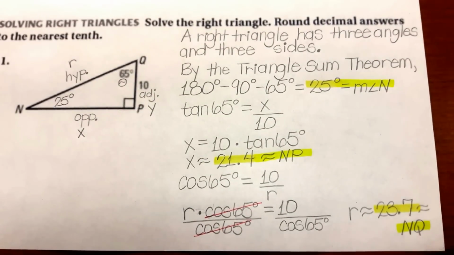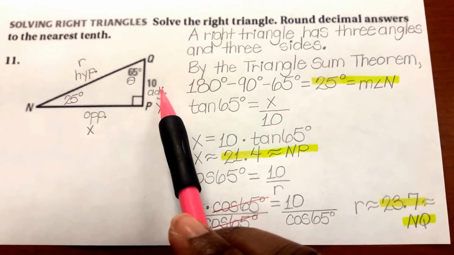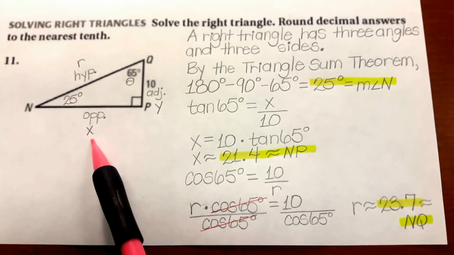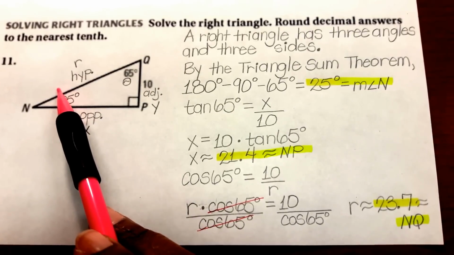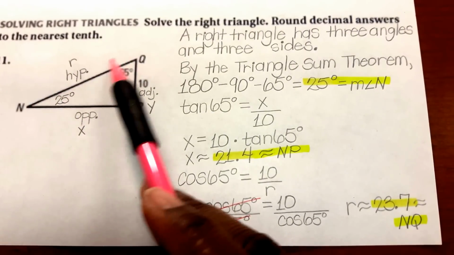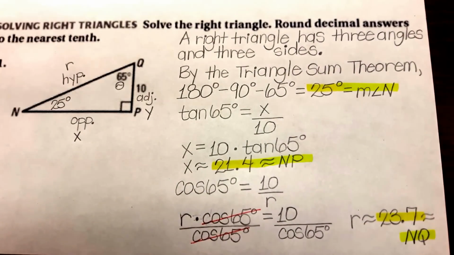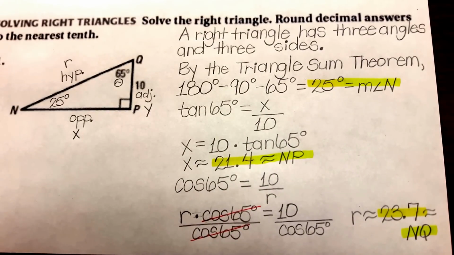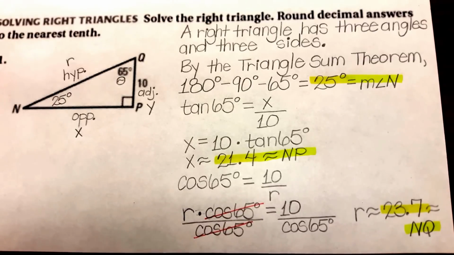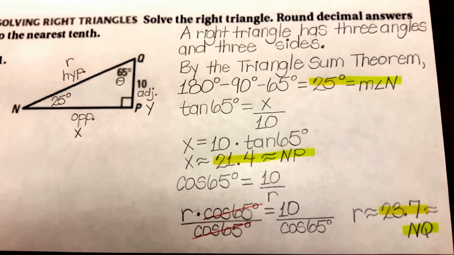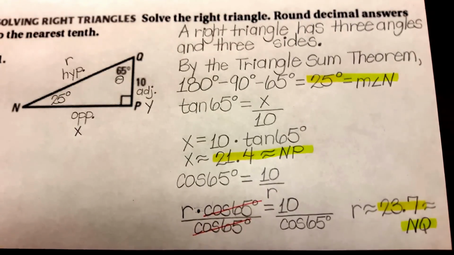Before you move on, you want to make sure that the answer makes sense. I know that side QP is 10. I know that side NP is 21.4. And I know side NQ was 23.7. And this side here is my hypotenuse. What do we know about the hypotenuse? We know the hypotenuse is the longest side of a triangle. We know the hypotenuse is opposite the 90-degree angle. We know the hypotenuse is the biggest number. So the answer makes sense.